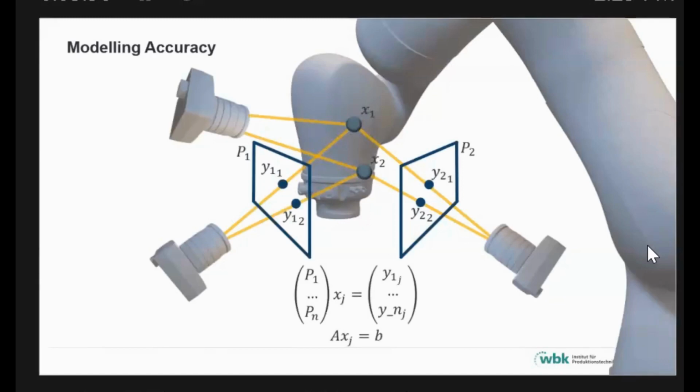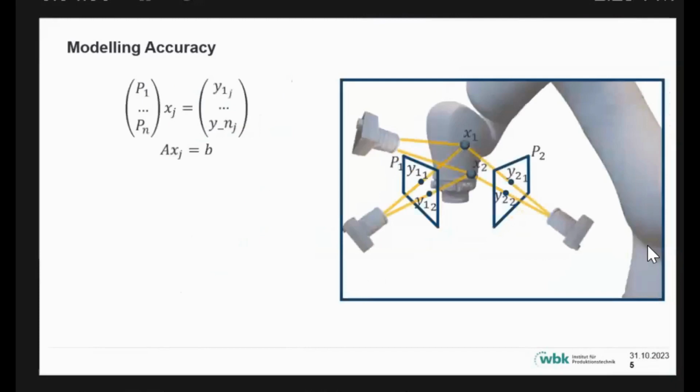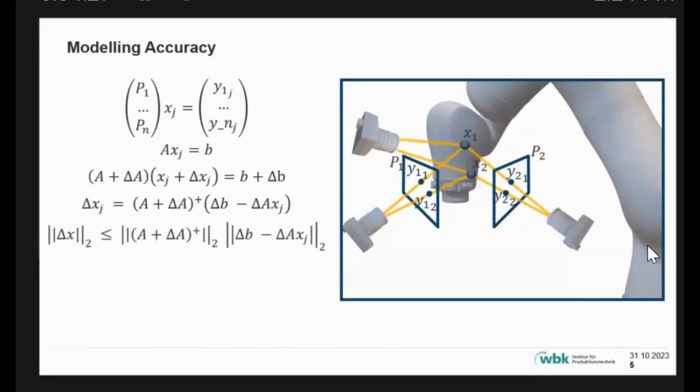If we now try to analyze the accuracy of these systems, we can model the position error of the marker in the world frame as having two causes. For one, an error in the camera matrices, and for second, a measurement error in the image plane. This can be rewritten to have delta X, or error in the position of the marker. And if we want to extract the magnitude of this error, which is what's important, using submultiplicativity of matrix norms, we get the following result.